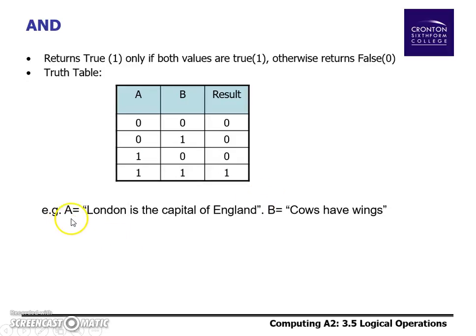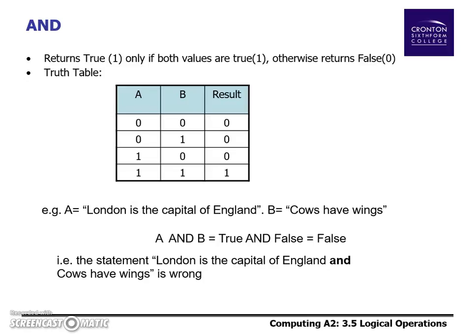So for example, if A equals London is the capital of England and B equals cows have wings, we would end up with a false result, because unfortunately cows don't have wings, or do they? Is it the Red Bull advert that says cows have wings? Anyway, therefore we're saying that London is the capital of England AND cows have wings is a false statement.